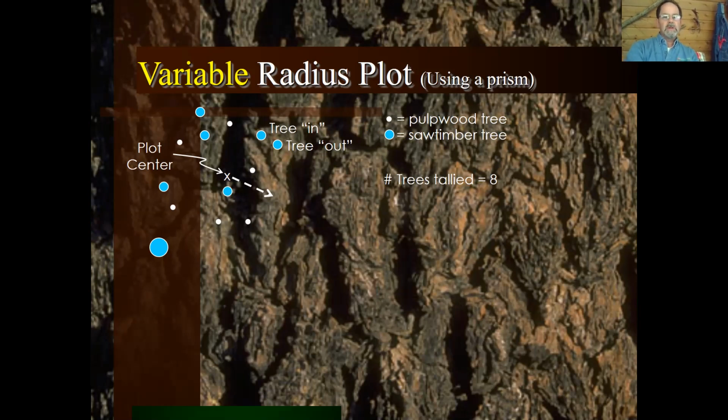So you'll notice with this example that there is no fixed radius. The circle is gone, and we're measuring trees. You're still standing at plot center, but using a prism will encourage us to pick up smaller trees if they're close, but larger trees that are farther away. So we still may tally 8 trees as we did with the fixed radius plot, but they will be 8 different trees.